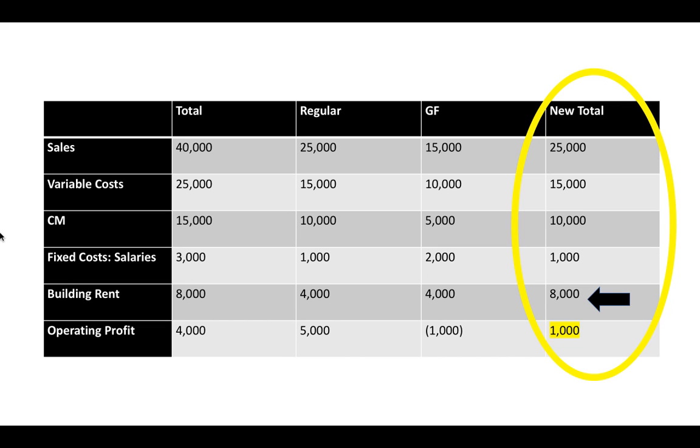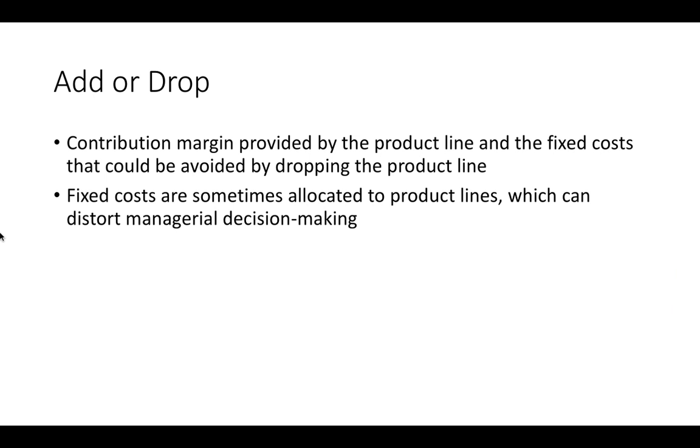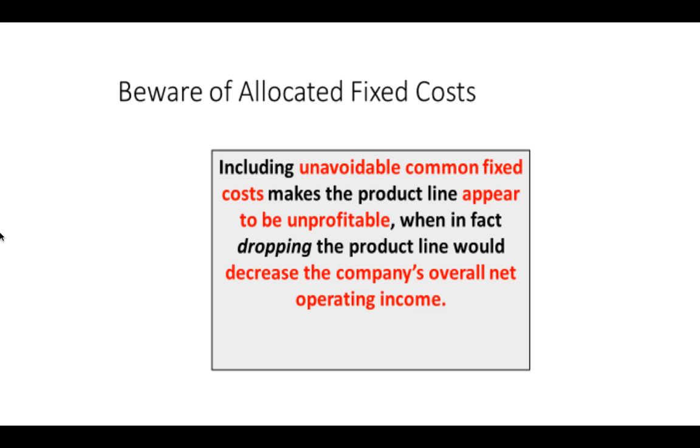In this case, our building rent does not go away. We are stuck in our lease and still have to pay the $8,000. Our operating profit shown here, without the gluten-free line, we would only make $1,000. This is because we were allocating a fixed cost. So in the end, allocating fixed costs can lead to bad decision making, and this is always worth paying extra close attention to make sure you don't miss.